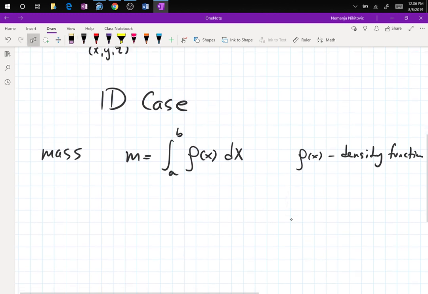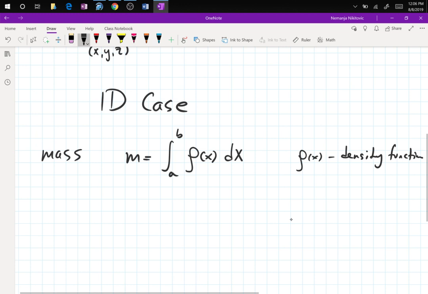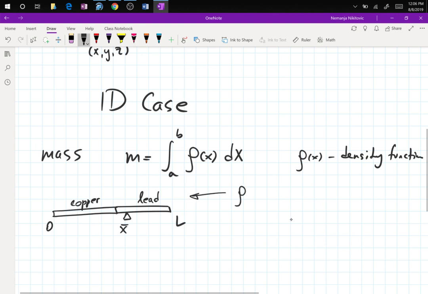Because I can stitch together a little bit of copper and a little bit of lead. And if they are the same length, well, copper on one side is much lighter than the lead on the other. So the center has to be on the side where the lead is. Right? Still 0 to L. But the distance over here has to be like that. So rho of x is not uniform. Have to be careful about those things.